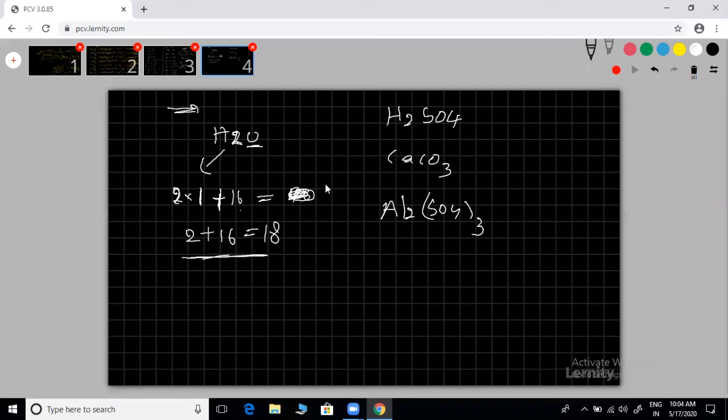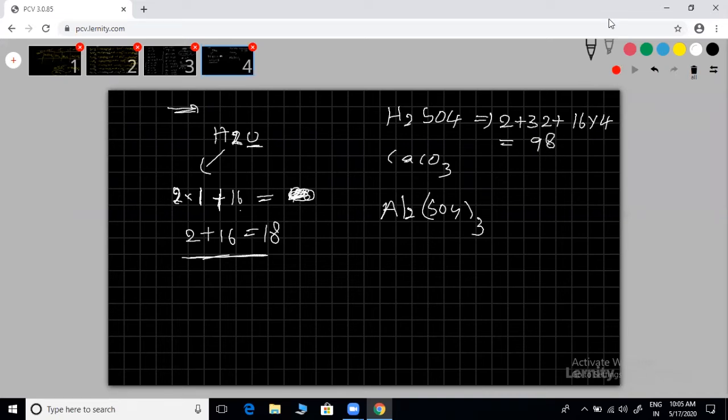Sorry, I gave a mistake. H2SO4. You can find 2 hydrogens, 2, plus each sulfur 32, plus each oxygen 16. But how many oxygens here? 4. So how much will you get? I think so, 98.